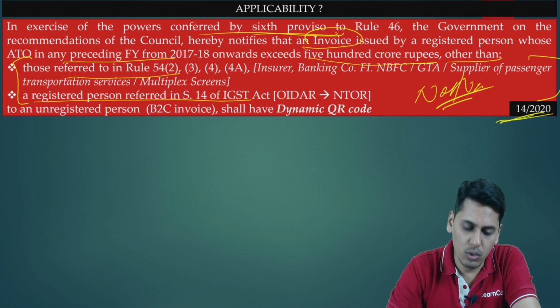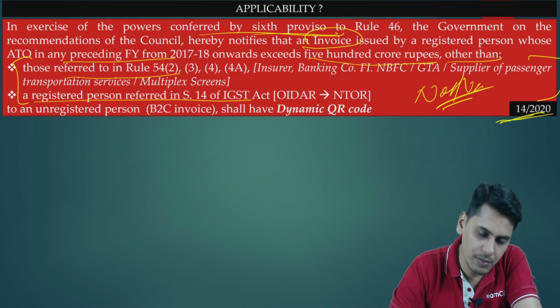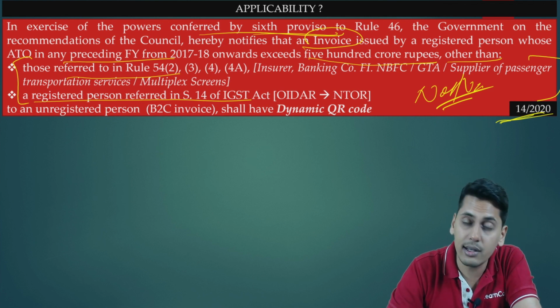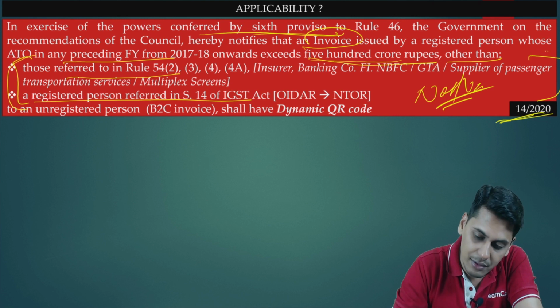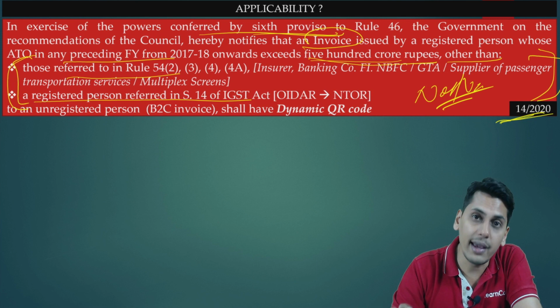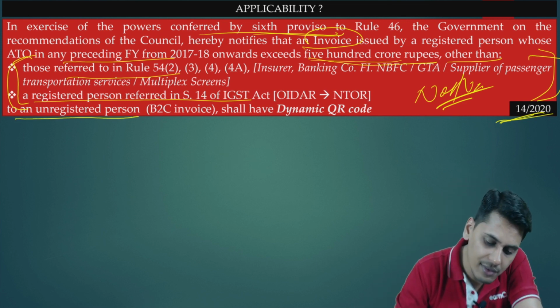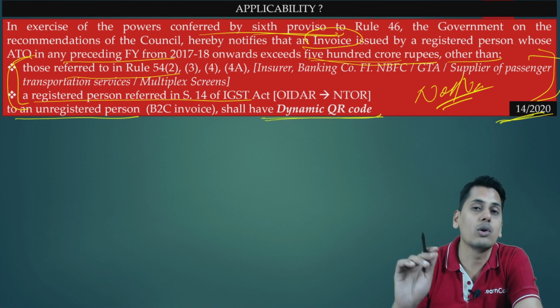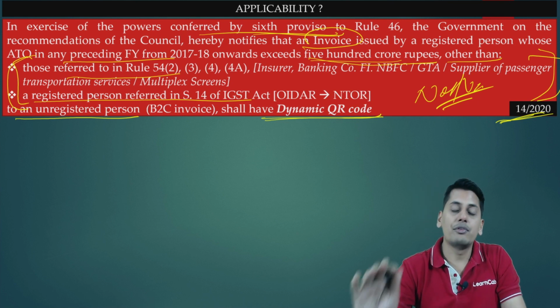Under the sixth proviso to rule number 46, the government notifies that an invoice issued by a registered person whose aggregate turnover in the preceding financial year from 17-18 onwards is exceeding 500 crore rupees, other than the specified registered persons, then the supplies which are made by them to an unregistered person shall have a dynamic QR code. Please understand friends, let's understand the background of this.